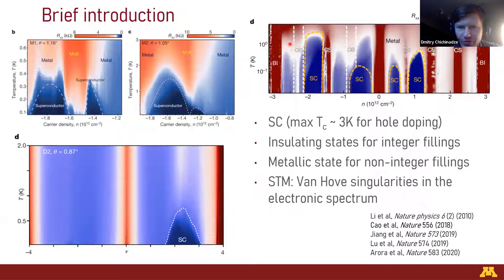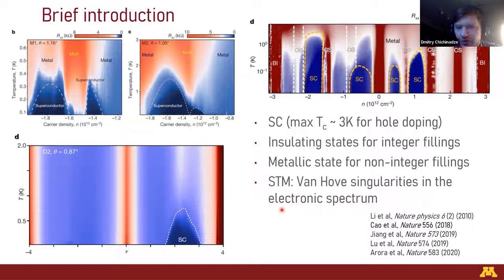What is also important to us is that scanning tunneling microscopy measurements show signatures of divergent density of states, which might be attributed to van Hove singularities in the electronic spectrum. Those singularities were predicted in first principle calculations, in continuum models and tight binding models. So we assume that they're present somewhere.